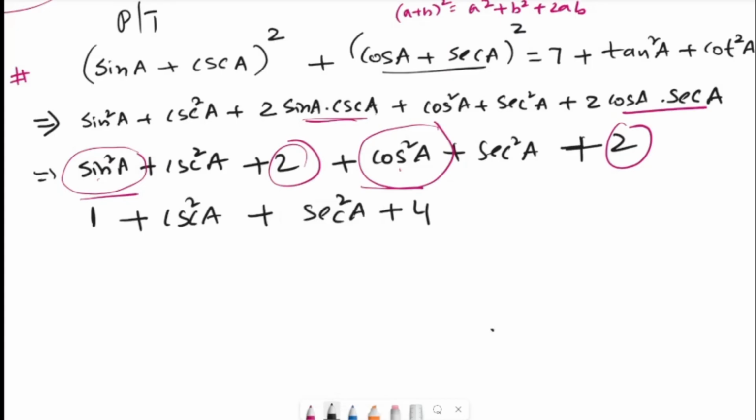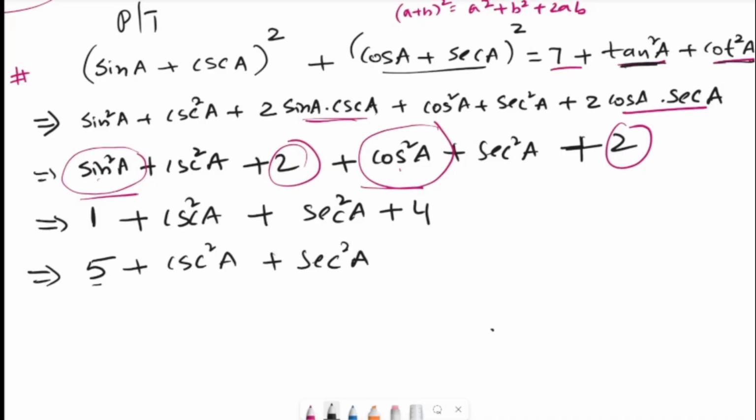Now, if you look on the right side, the answer is in terms of tan and cot, and there's a 7. So far, we have 4 plus 1, 5, plus cosecant square A plus secant square A. I think we're becoming warmer now. We need 7; we are short of 2. The answer is in tan and cot, so we will express cosecant square and secant square in tan and cot.